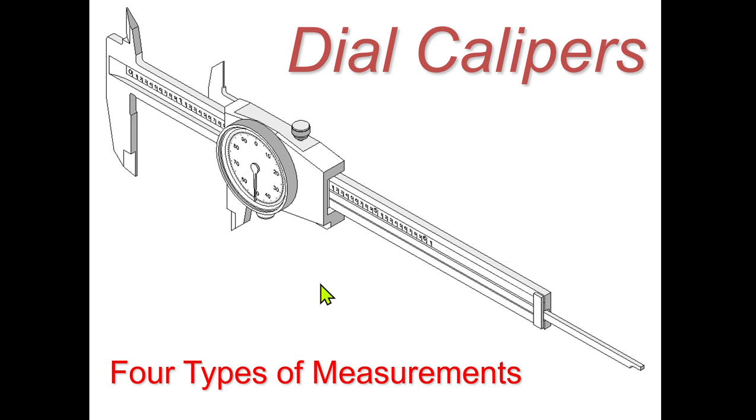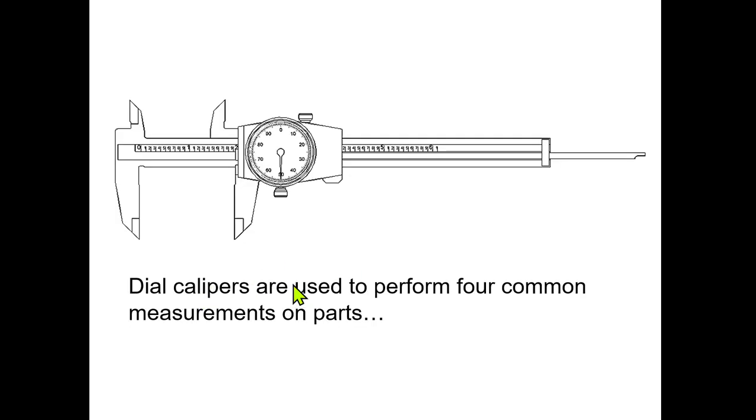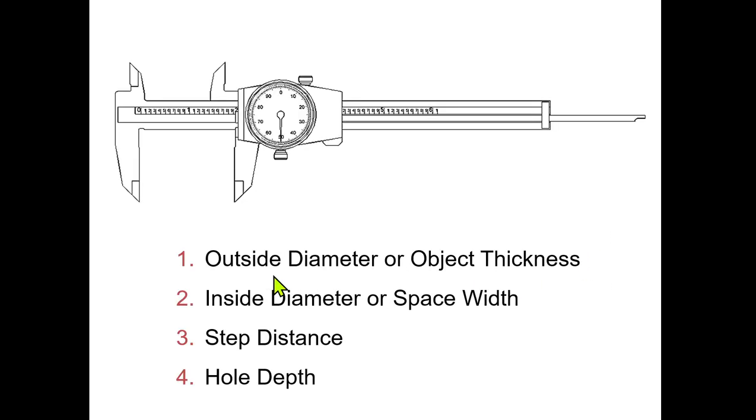Okay, with the dial caliper, we can make 4 different types of measurements. That's another reason it's so much more versatile. Dial calipers are used to perform 4 common measurements on parts. 1. Outside diameter or object thickness, with these 2 faces right here. 2. Inside diameter or space width, with these 2 faces right here. 3. Step distance and hole depth, with this component right here. Okay, 4 different types of measurements.